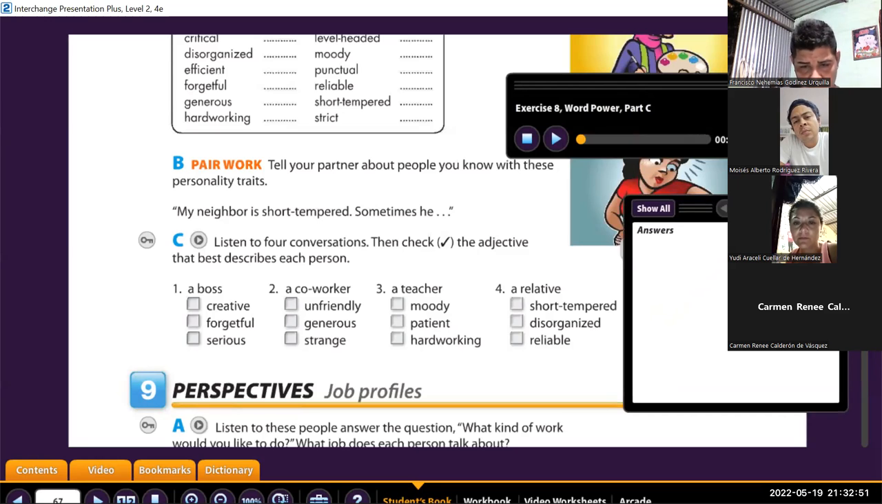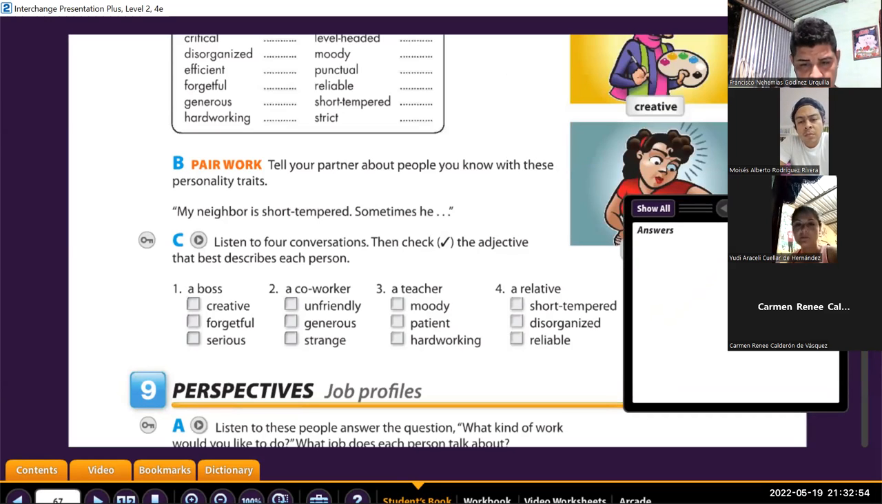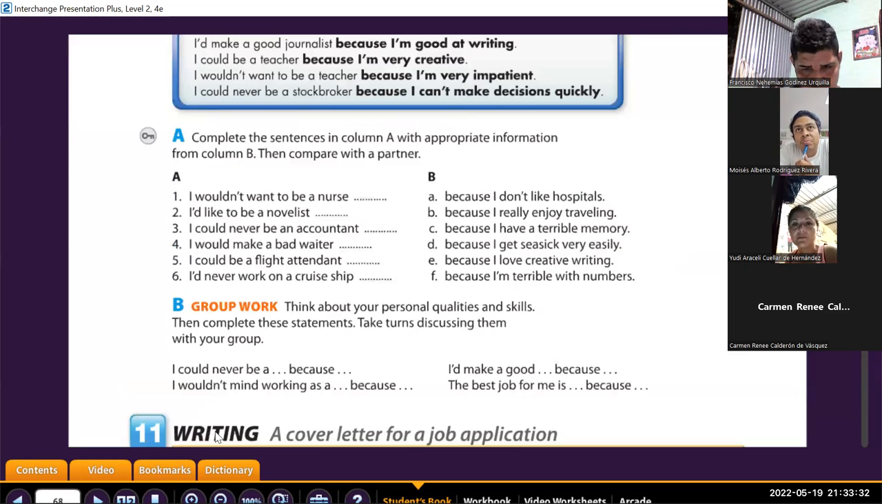Okay, let's see your answers. So what do you get for number one? Serious. Uh-huh, that is correct. Serious. What do you get for number two? Generous. That is correct. Generous. Number three. Moody. Correct. Moody. And number four? Short temper. Okay, excellent. Nice. Good job with this one.